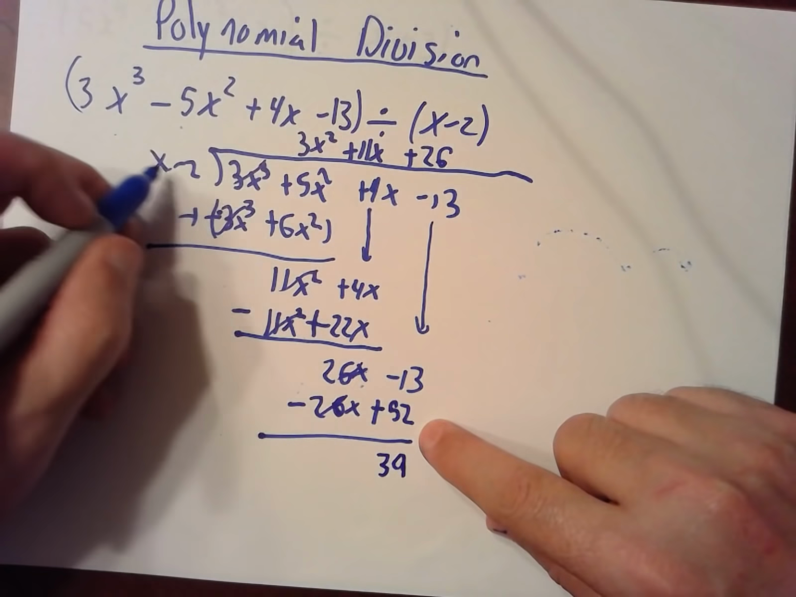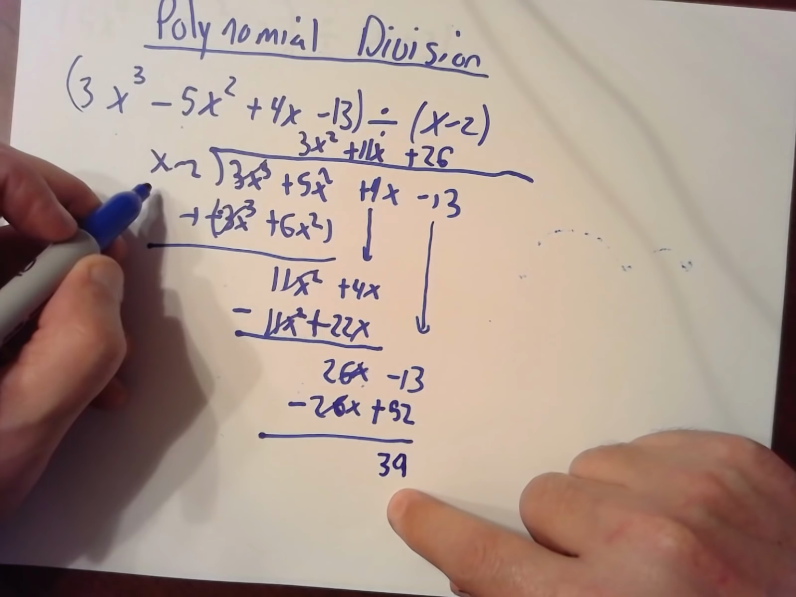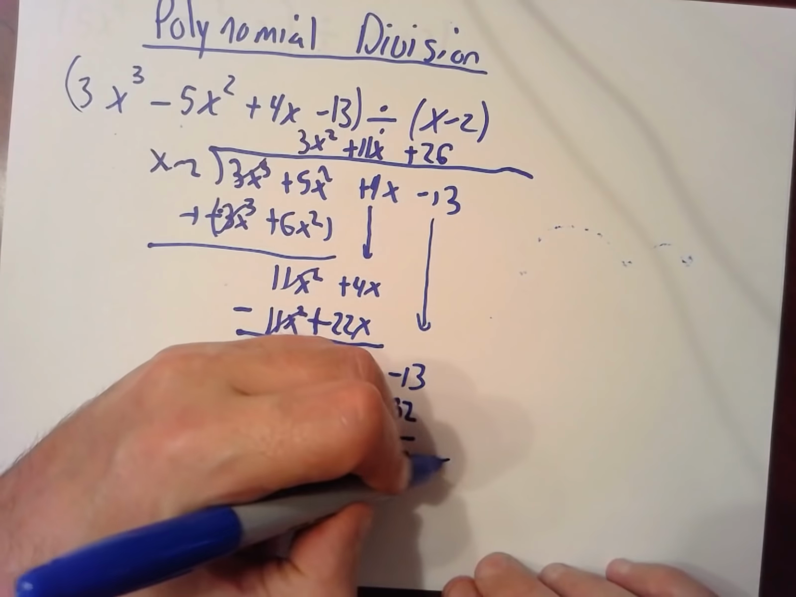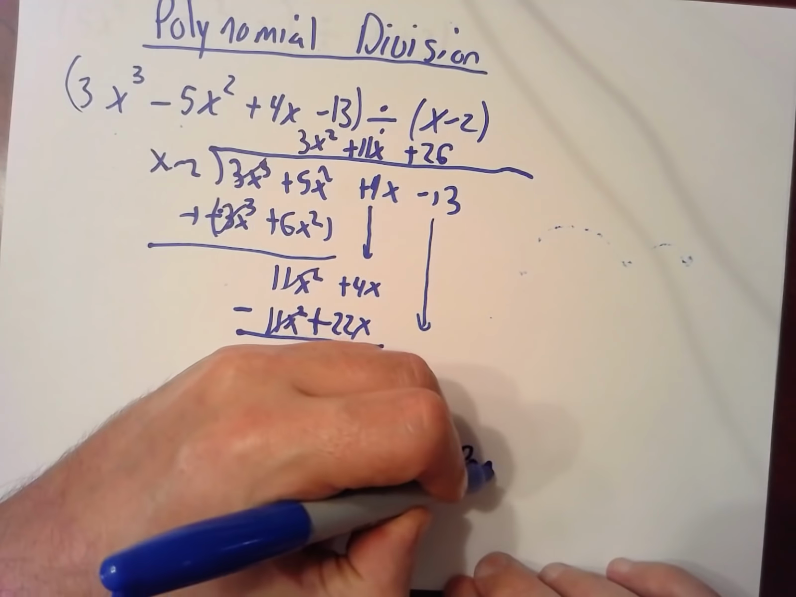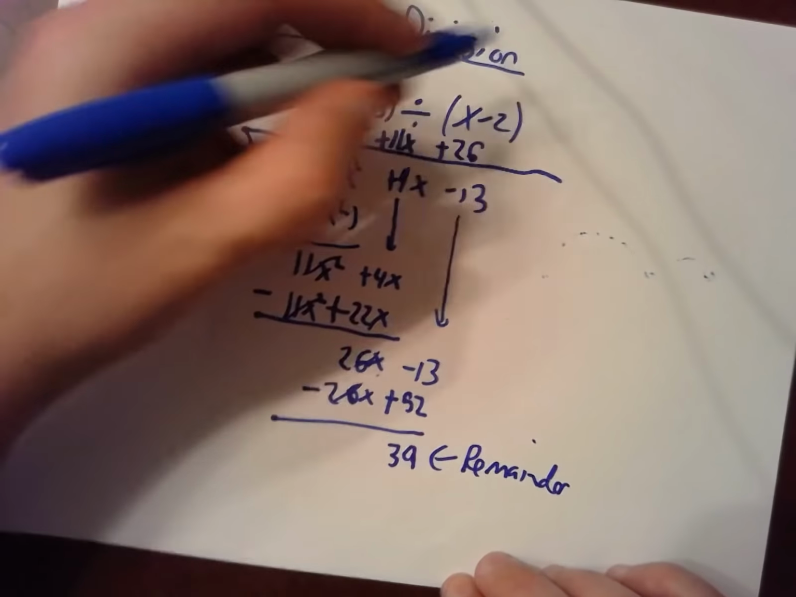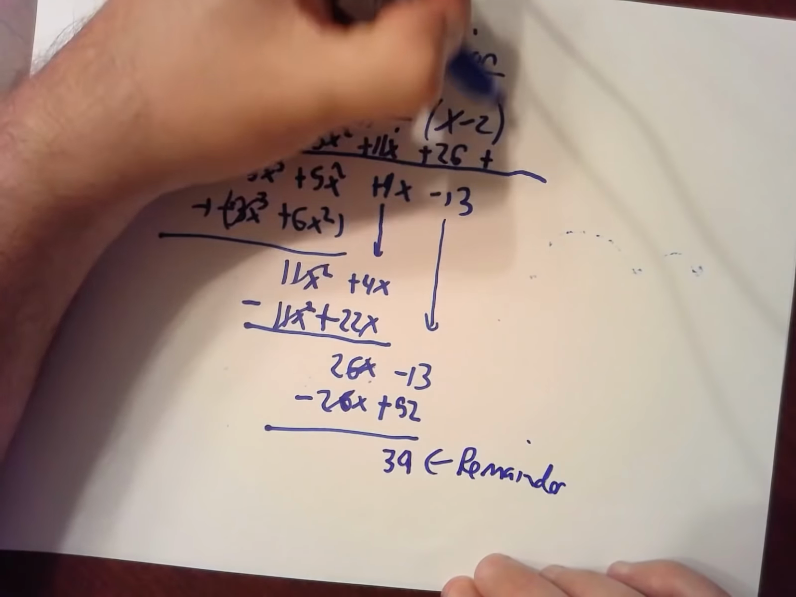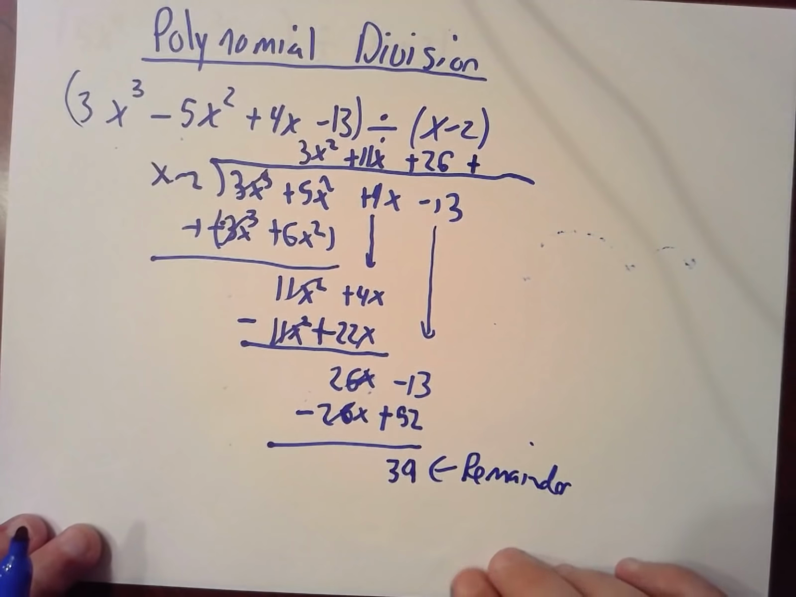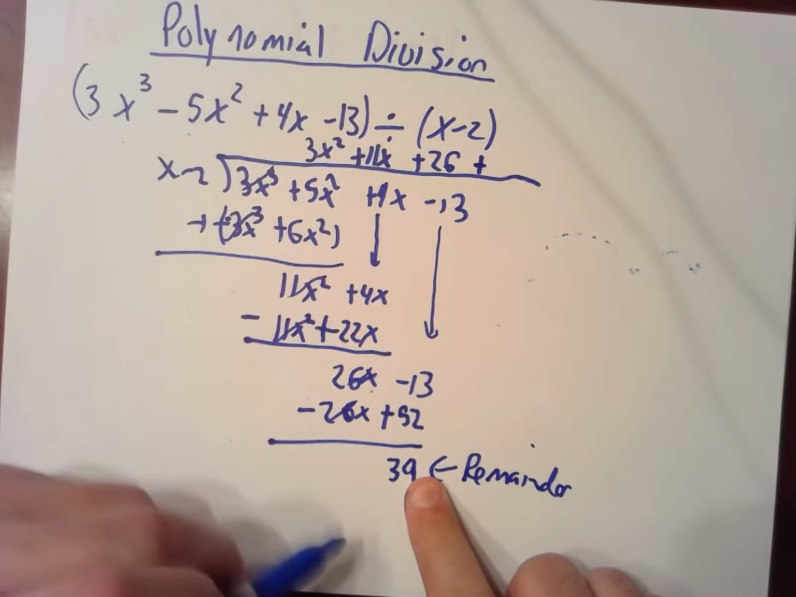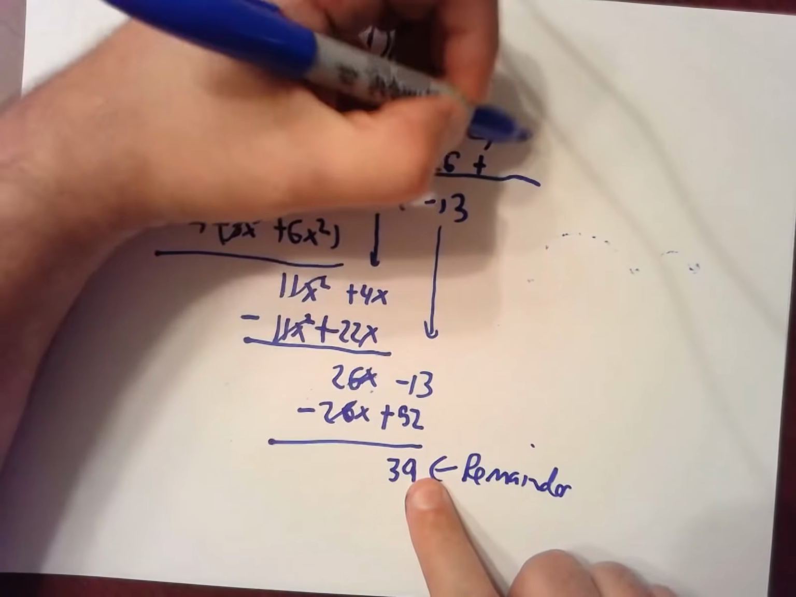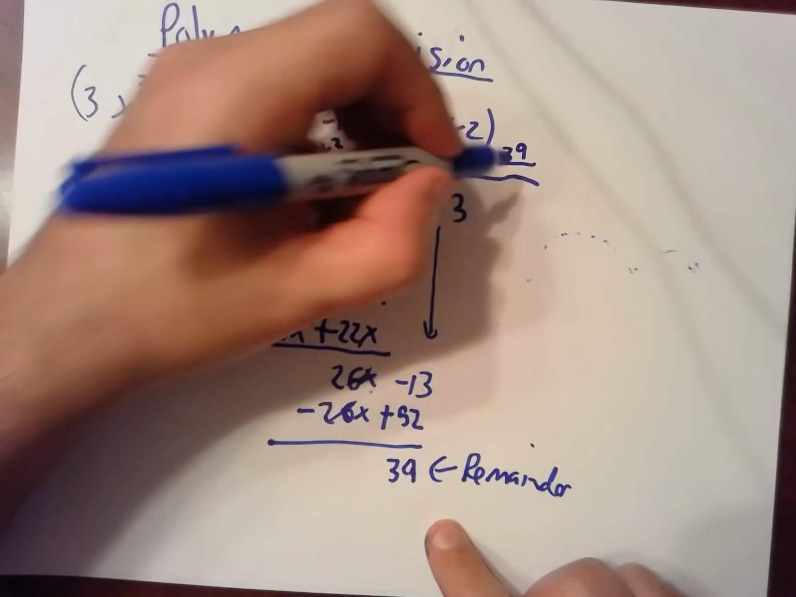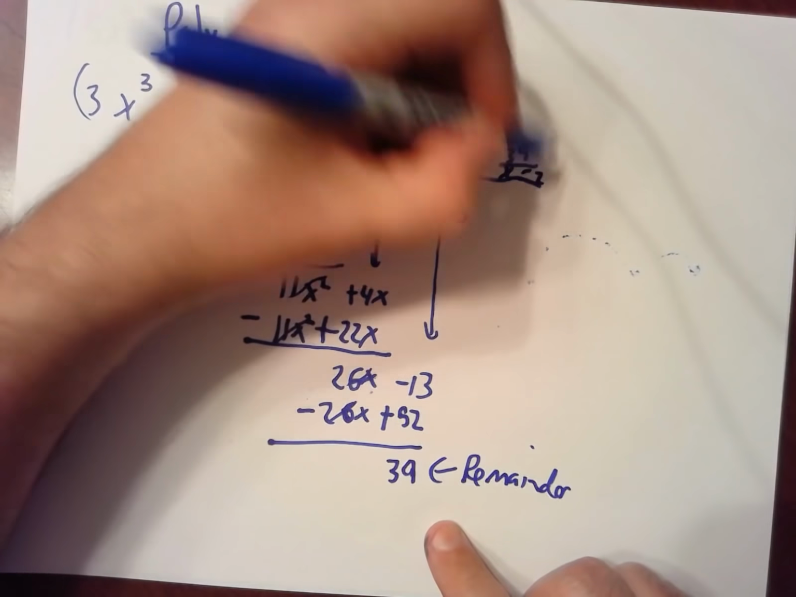Okay. X won't go into 39. I can't go any further. That means this guy is my remainder. So sometimes we'll say here at the end, plus, remember what you're supposed to do with the remainder? It becomes the numerator of a fraction. So at the end, we'll have 39 over this thing outside, x minus 2.